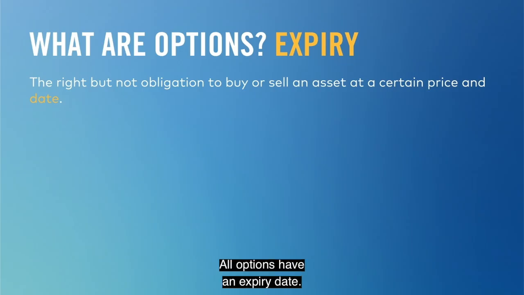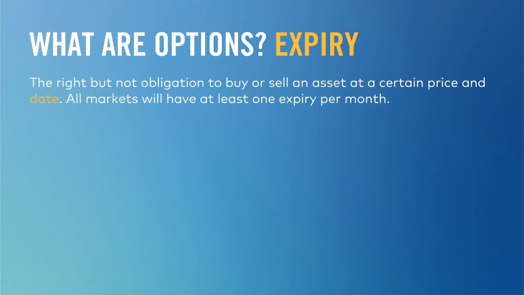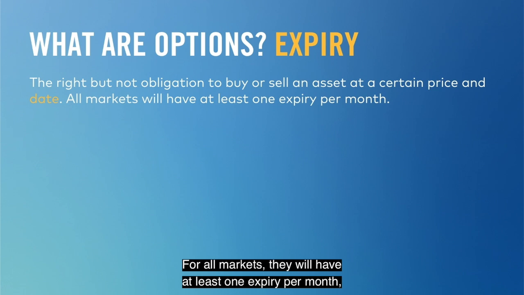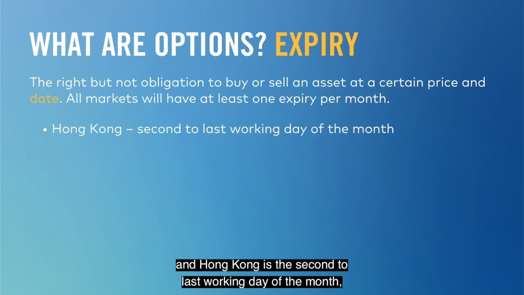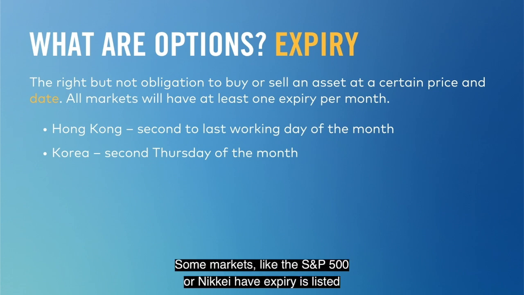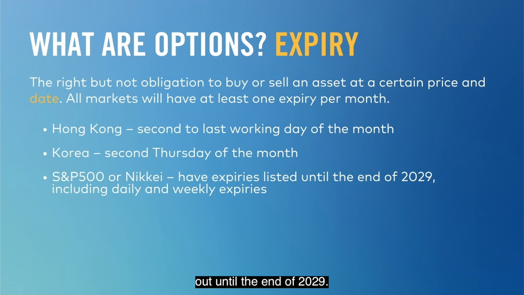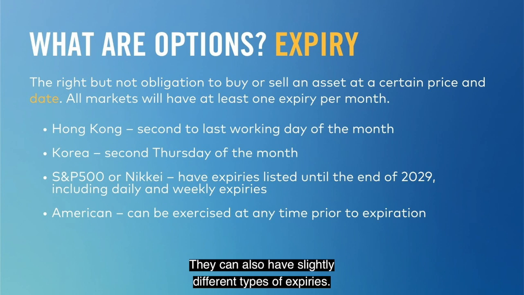What is the date? All options have an expiry date. At this date, the options will either expire worthless or pay the difference between the current underlying price and the strike price. The number of expiries can be different across all markets. For all markets, they will have at least one expiry per month. In Hong Kong, it's the second to last working day of the month, or Korea, it's the second Thursday. Some markets, like the S&P 500 or Nikkei, have expiries listed out until the end of 2029, and they also have dailies, weeklies, a number of other expiries.